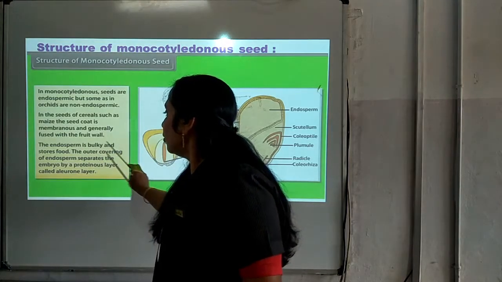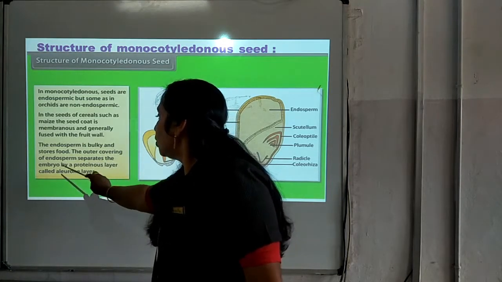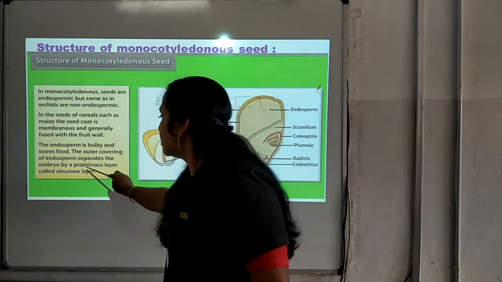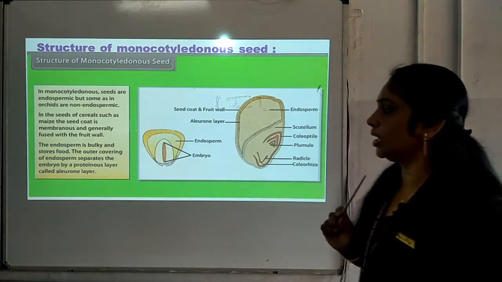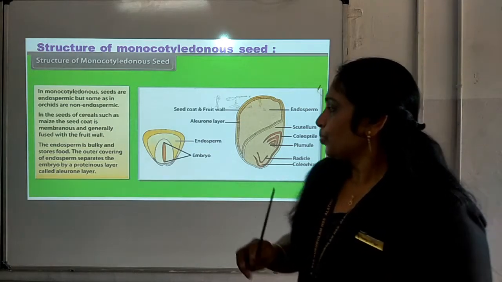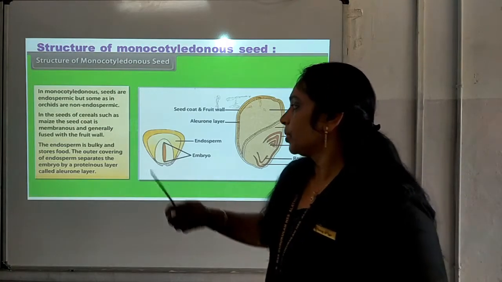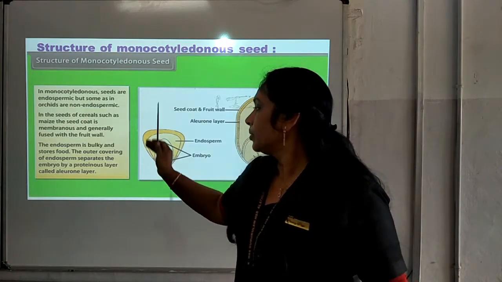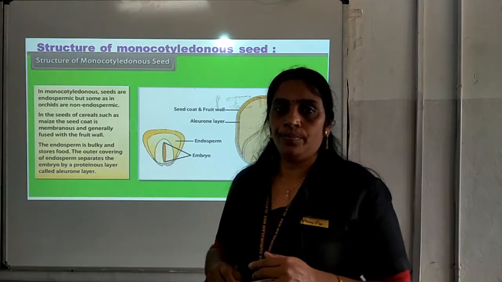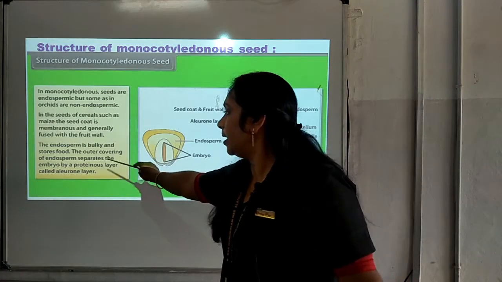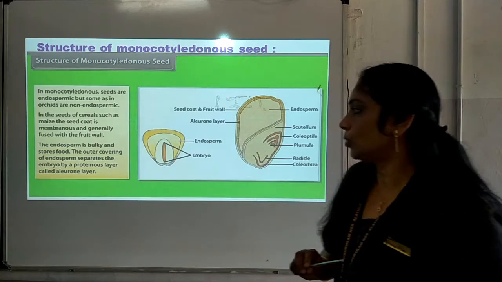The outer covering of the endosperm separates the embryo by a proteinaceous layer called aleurone layer. This aleurone layer is very important. Aleurone layer is a proteinaceous layer which is separating the endosperm from the embryo. Embryo and endosperm are being separated by a proteinaceous layer and that is called aleurone layer.